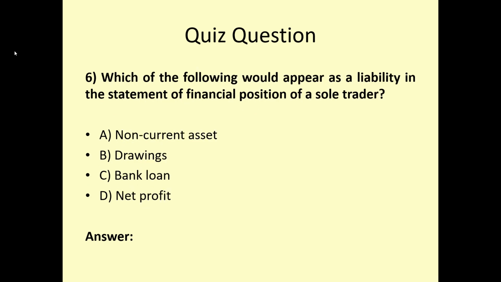Question 6. Which of the following would appear as a liability in a statement of financial position of a sole trader? Is it A. Non-current assets, B. Drawings, C. Bank loan, or D. Net profit?